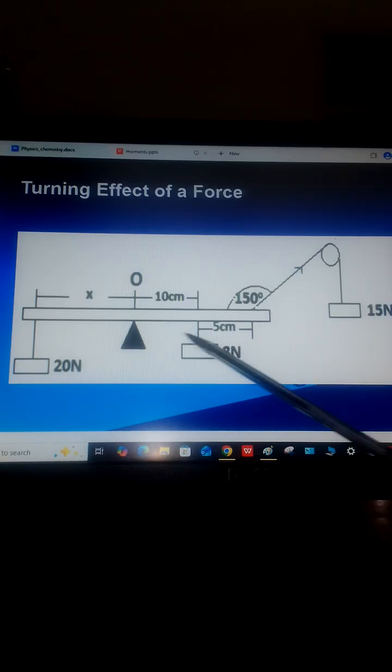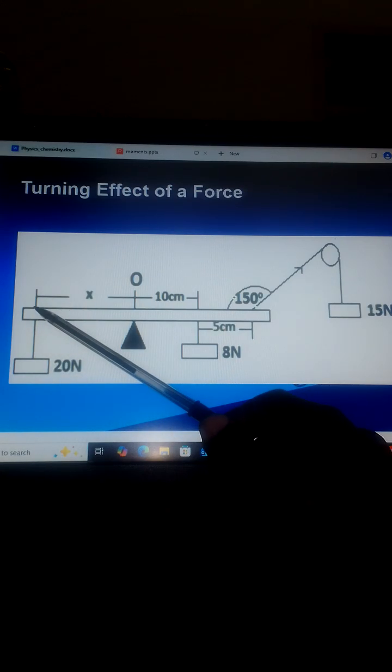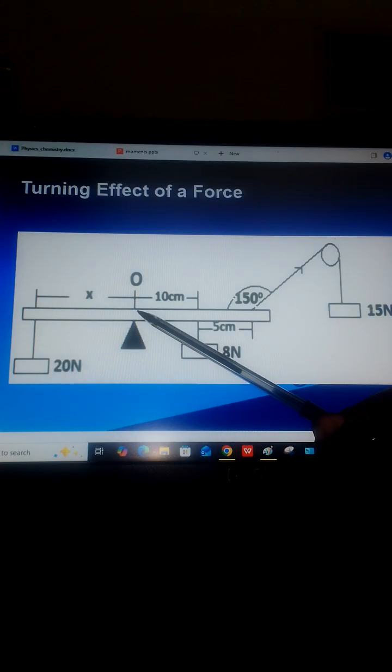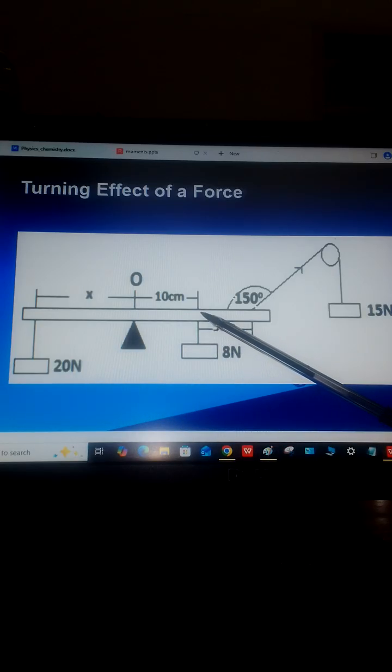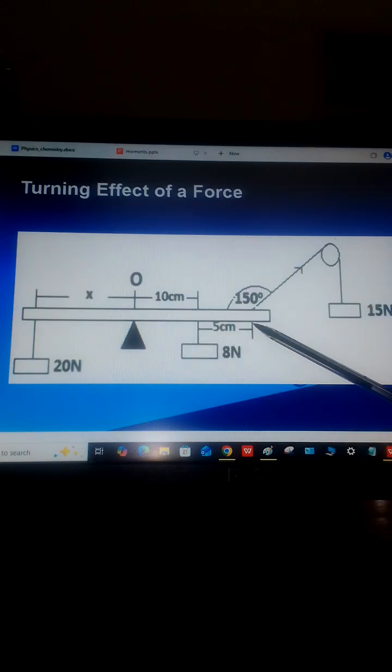So we have this weight, 20 newtons, acting at this point, x units away from the turning point, the pivot. We have another weight here, 80 newtons, acting vertically downwards, 10 centimeters away from the pivot. Then we have this force acting vertically downwards. That is the vertical component of the force in the pulley system. We don't have this force, so we shall have to determine it. Let's see how we can proceed.